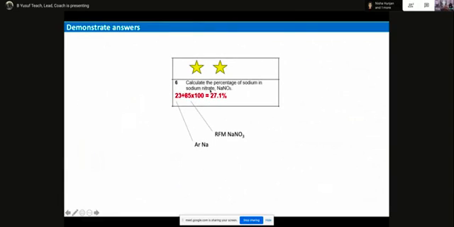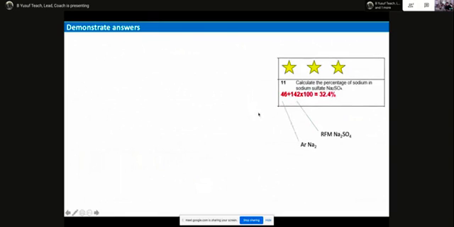Same thing, we've calculated the percentage of sodium in sodium nitrate. You've got the relative atomic mass of sodium here, 23, divided by the relative formula mass of the whole compound, 85 times by 100, which gives you 27.1%.